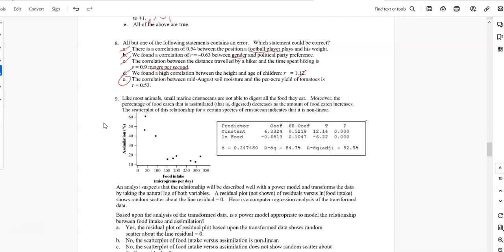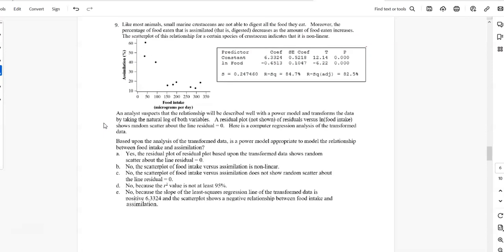Correlation between soil moisture and per acre yield is 0.53. That's plausible. Nothing seems to stand out about that one. That seems wrong. Okay, like most animals, marine crustaceans are not able to digest all the food they eat.